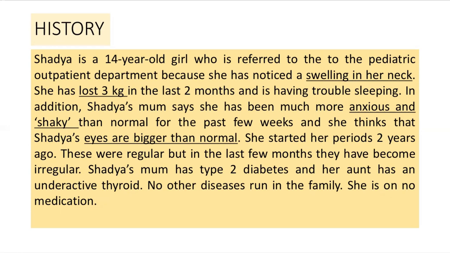She started her periods 2 years ago. These were regular, but in the last few months, they have become irregular. Shadia's mom has type 2 diabetes, and her aunt has an underactive thyroid. No other diseases run in the family. She is on no medication.